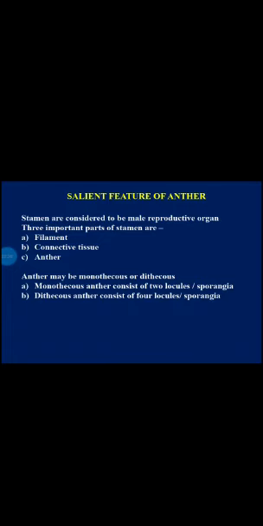If we see the salient features of the anther, we come to know that stamen are considered to be the male reproductive organ which consists of three important parts. The first one is filament, second one is connective tissue and the third one is anther. The anther may be monothecous or dithecous. The anther is considered to be a monothecous anther if it consists of two sporangia, that is two locules or the two sac-like structures which we observed under the compound microscope. And if it is consisting of four sporangia, it is called as a dithecous anther.